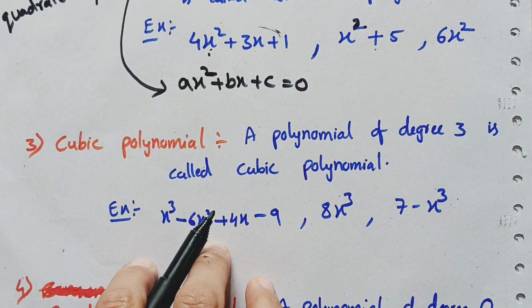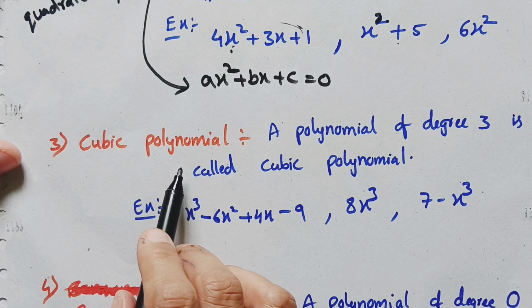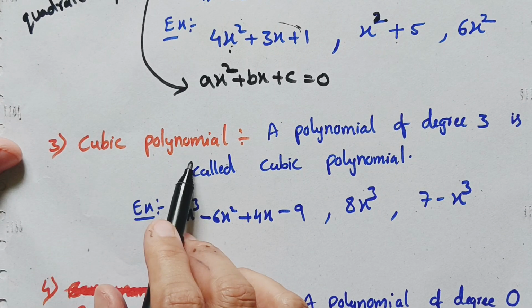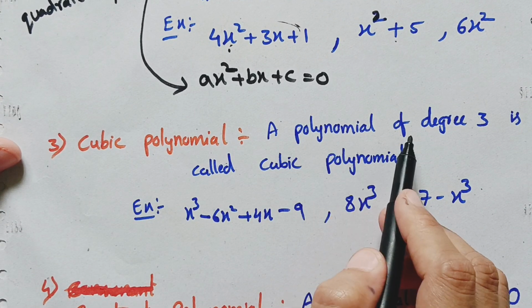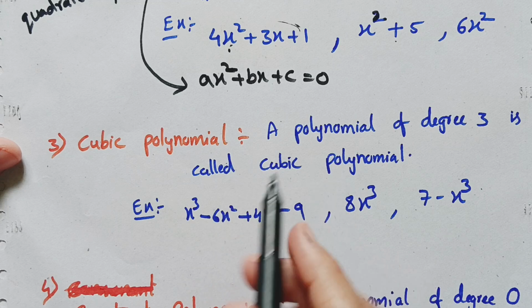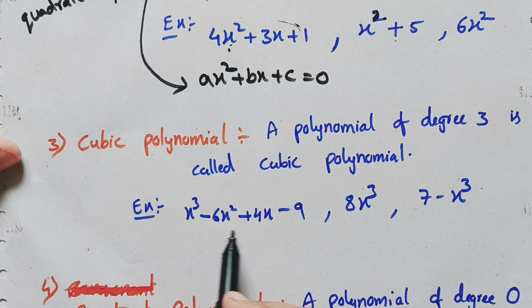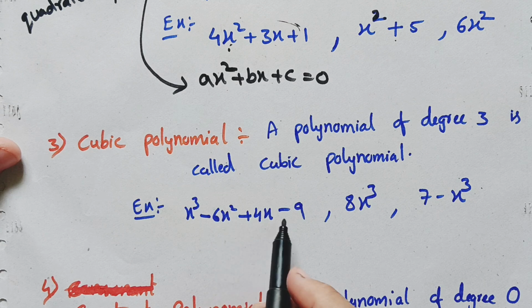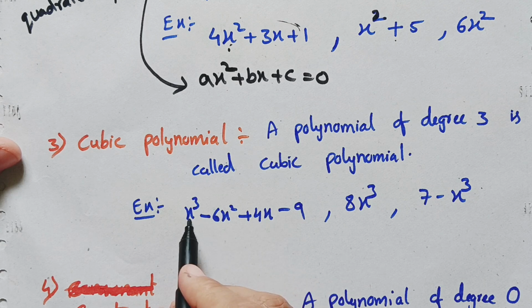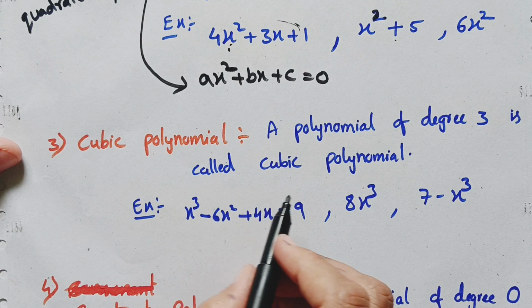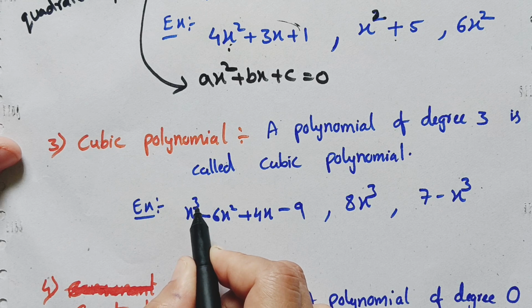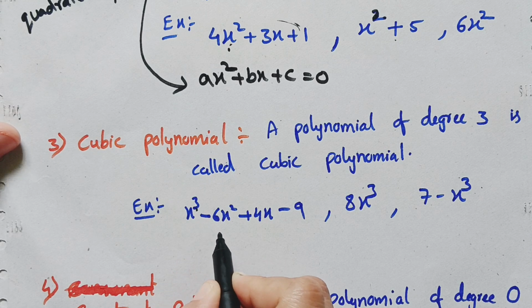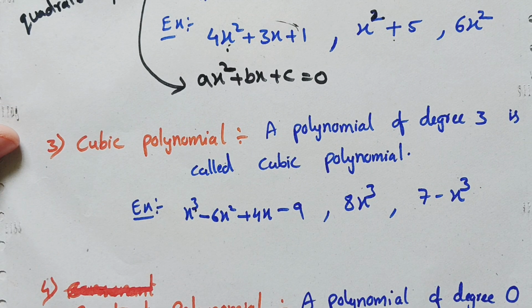Let's see the third one, which is the cubic polynomial. What do you mean by cubic polynomial? A polynomial of degree 3 is called a cubic polynomial. So this is the polynomial. If you see this polynomial, what is the highest degree? What is the degree of this entire polynomial? As we have the highest power as 3, that's why it is called a cubic polynomial.